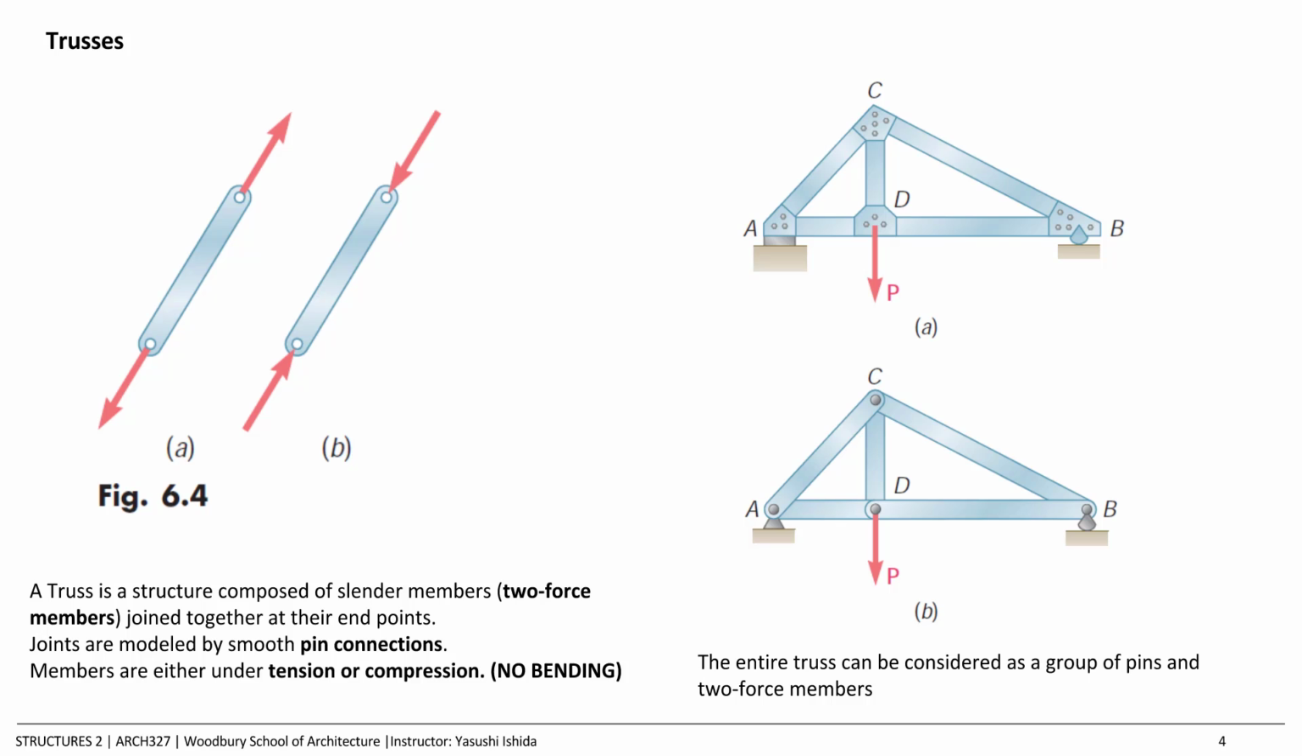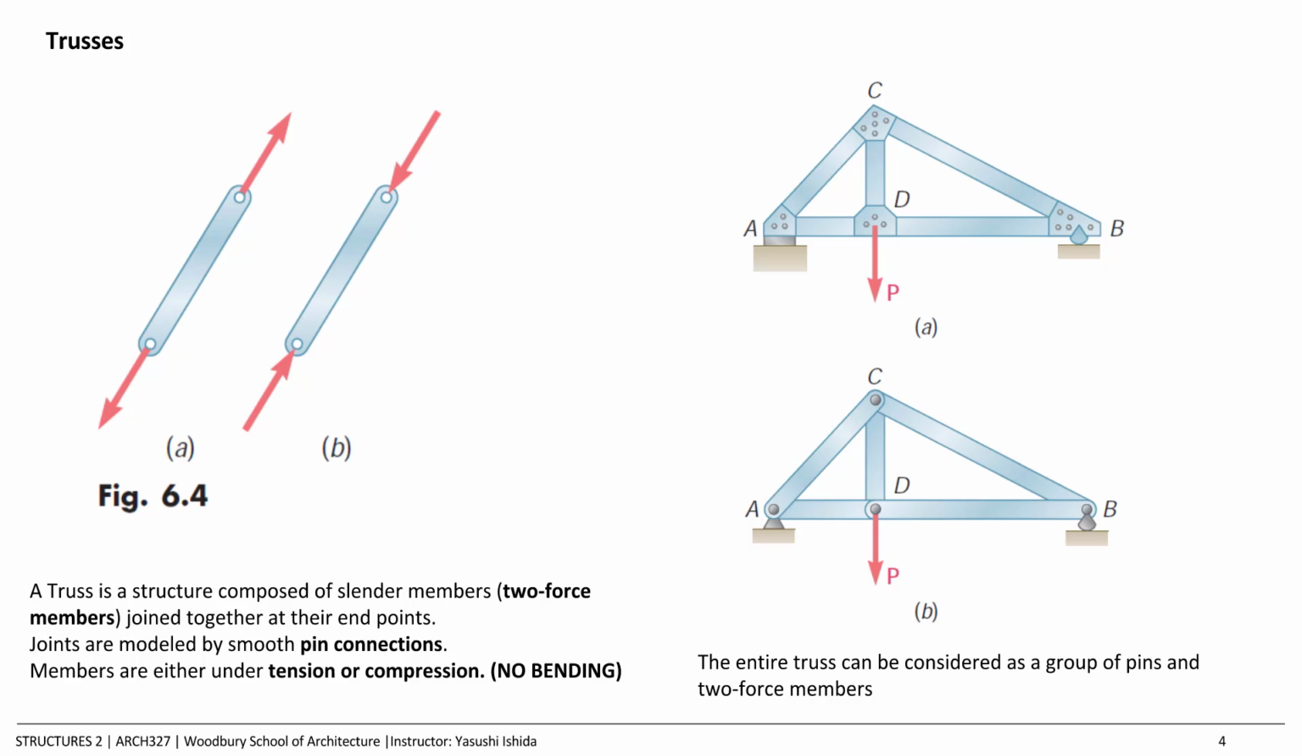Truss is a structure composed of slender members. As you can see, they're pretty slender, and they are called two-force members. What it means is the force that each of these members in the truss is experiencing is either compression or tension only. They don't experience bending stress, right? And that's the fundamental difference between the truss and the beam.